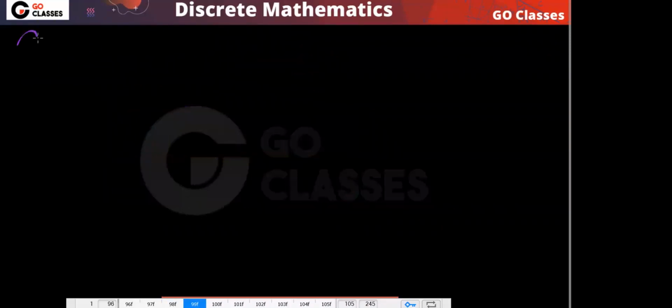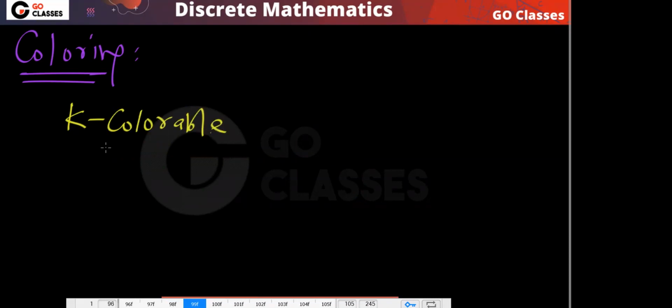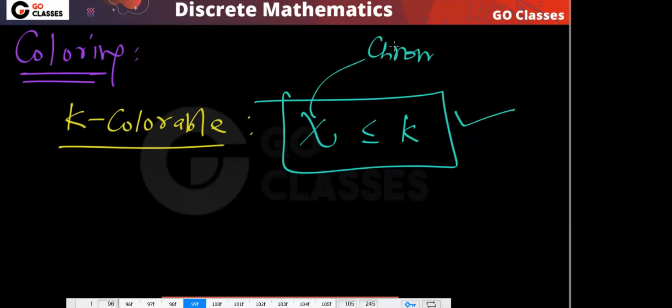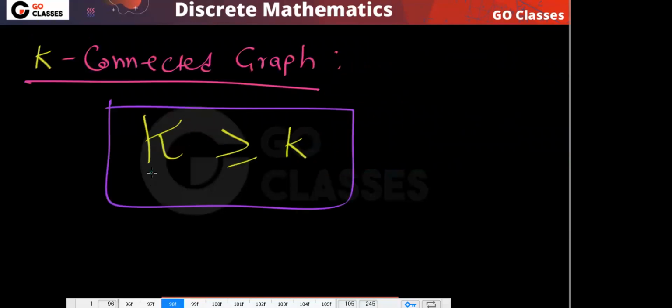The same idea we have seen in coloring. What is the meaning of K colorable? If your graph is K colorable, it means your chromatic number is less than or equal to K. Very simple. Similarly here, the connectivity number is greater than or equal to K.